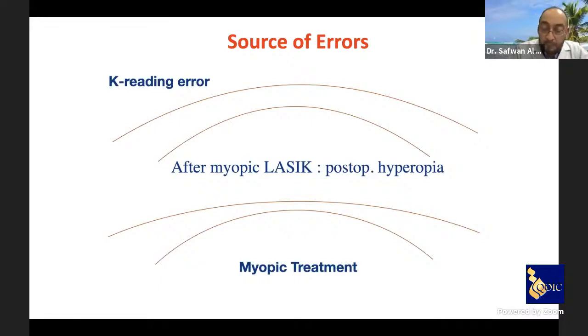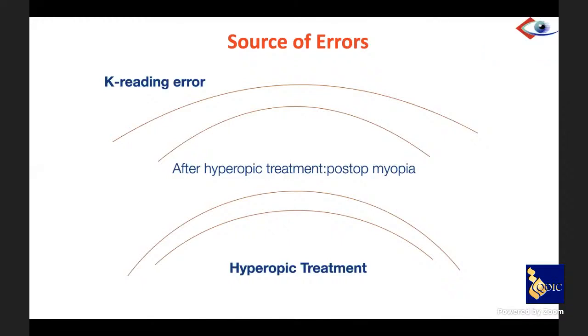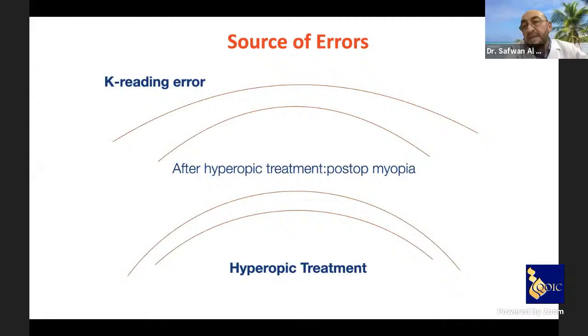100% we will have a post-op hyperopic shift. And with a hyperopic treatment, in reverse, we are treating the periphery and steepening the center, so we will end up with a myopic shift because we are increasing the power of the center.